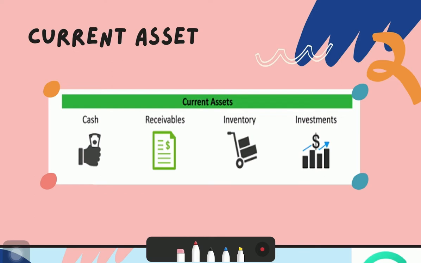Now let's start with current assets. Current assets are all assets that a company expects to convert to cash within 1 year. So they are commonly used to measure the liquidity of a company. Current assets include cash, receivables, inventory, and investments, where these investments mature in less than 1 year, referring to marketable securities.